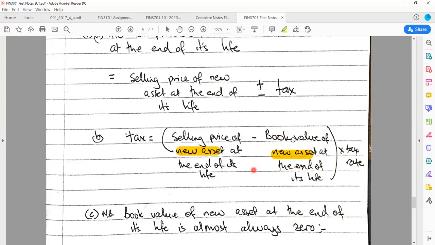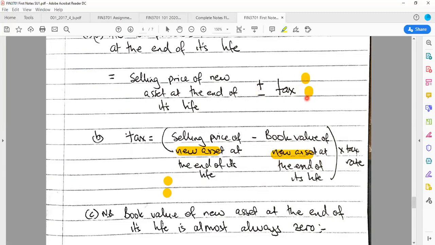And also, importantly, remember when we calculate tax, if we get a positive answer, it means we make a profit. So we have a tax expense here, we subtract tax. If we get a positive answer here, it means we subtract tax here. If we get a negative answer here, it means we have a tax benefit and add tax here, okay?